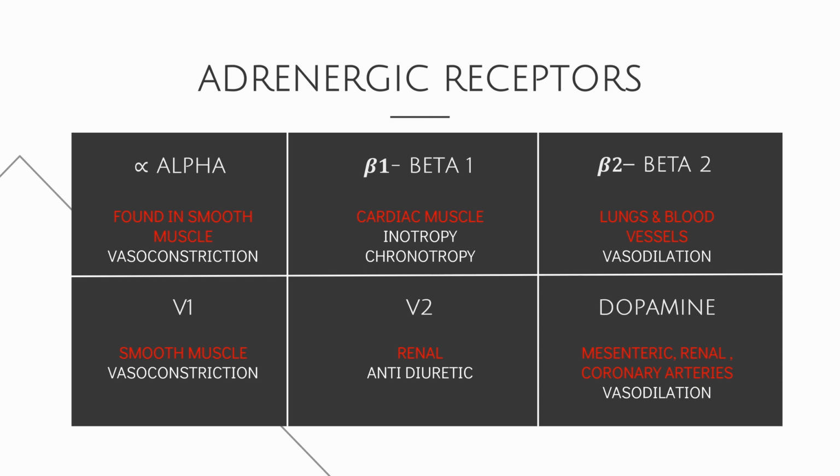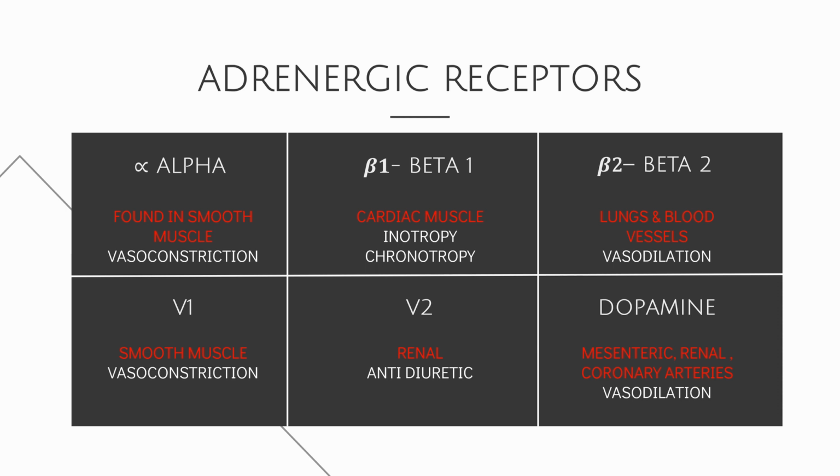So our alpha receptors are found in smooth muscle, and if they're stimulated, they cause vasoconstriction. And where do we find smooth muscle? It's throughout our whole body. Yeah, but not in the heart. Our heart has specialized muscle cells. This is in our vasculature, basically.